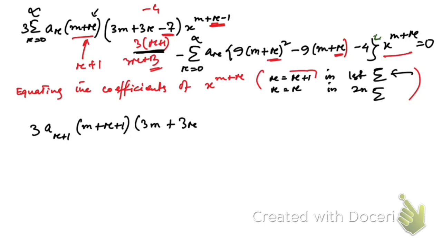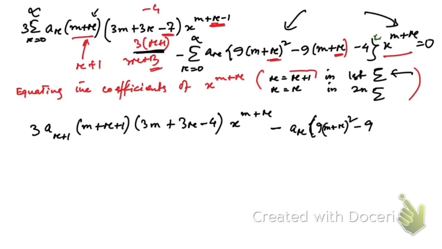So here it's going to be minus 4, then x to the power m plus r, right? And the next part, from the second summation, what are we going to get? We kept this one as it is because there is already x to the power m plus r, right? So here we will get a_r times 9(m + r) squared minus 9 into (m + r) minus 4. That's what we have got, equal to 0, equating these things with 0.